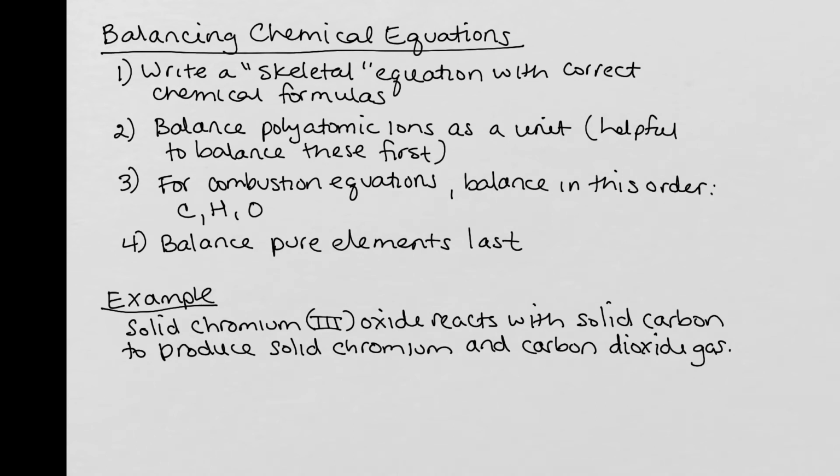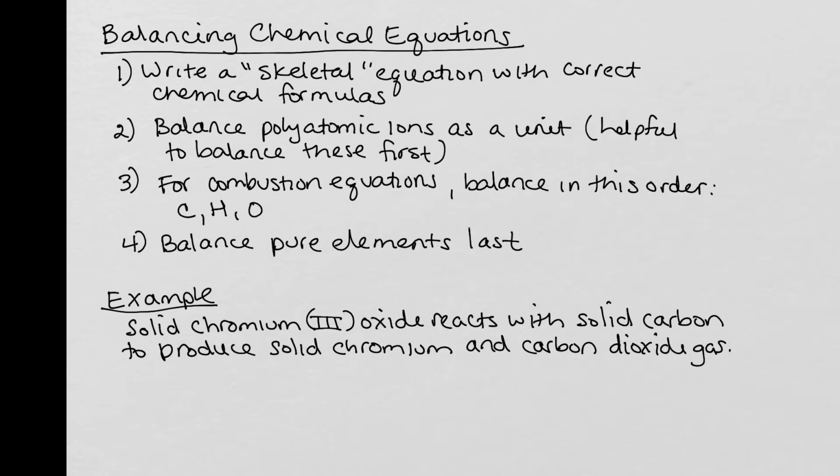We're going to look at a few examples of how to balance chemical equations. So there's a few rules that we want to follow. The first of which is we want to write a correct skeletal equation. And this just means that we want to write the correct chemical formulas for everything that's in our equation. So we have to start there before we even worry about balancing anything.